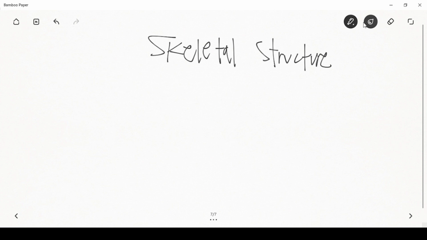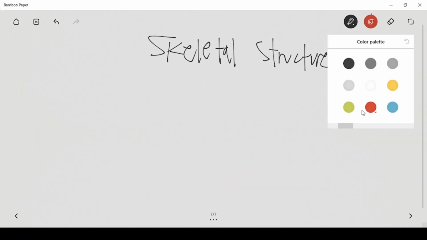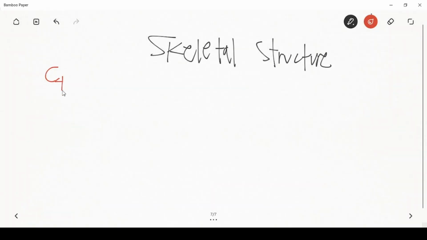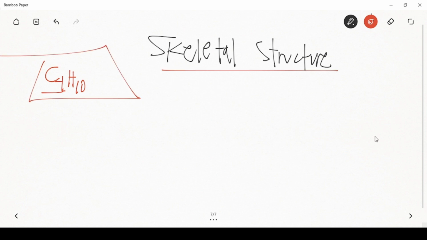Okay, the skeletal structure of butane, let's go first to its molecular formula. The molecular formula of butane is C4H10. Now, there are 4 carbons in this formula. So in order for us to get the skeletal structure, we must draw a letter M. Okay? So 1, 2, 3, 4. So this is the skeletal structure of C4H10.